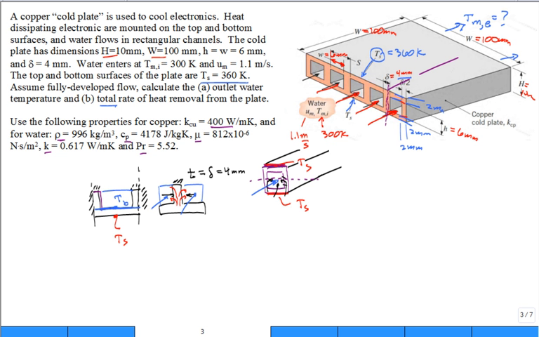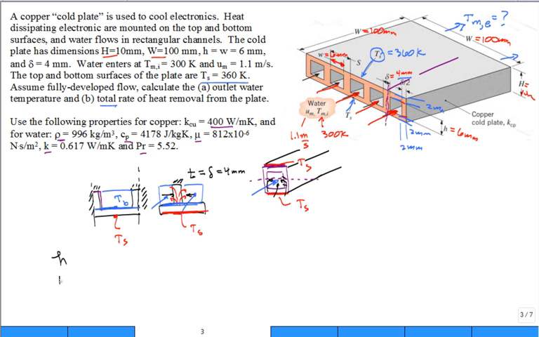And then we have conduction here, and uniform temperature at the bottom, TS of 360, and then a uniform base temperature, and then that fin. So we're going to basically go back and use our fin analysis techniques to help us solve this problem. First of all, I need to get the convection coefficient for the water flowing in the square channel.